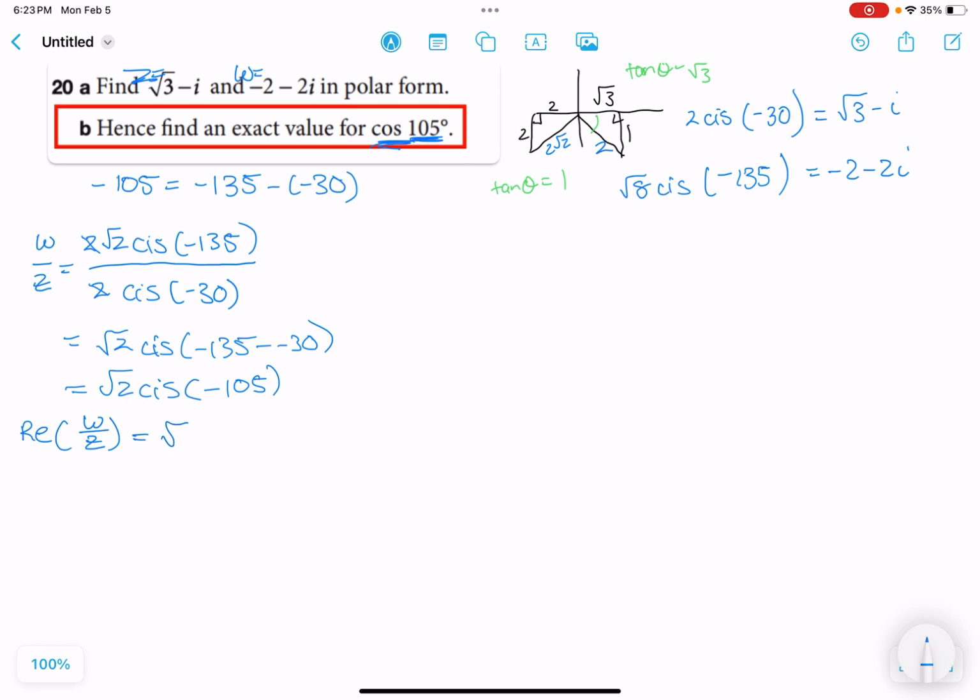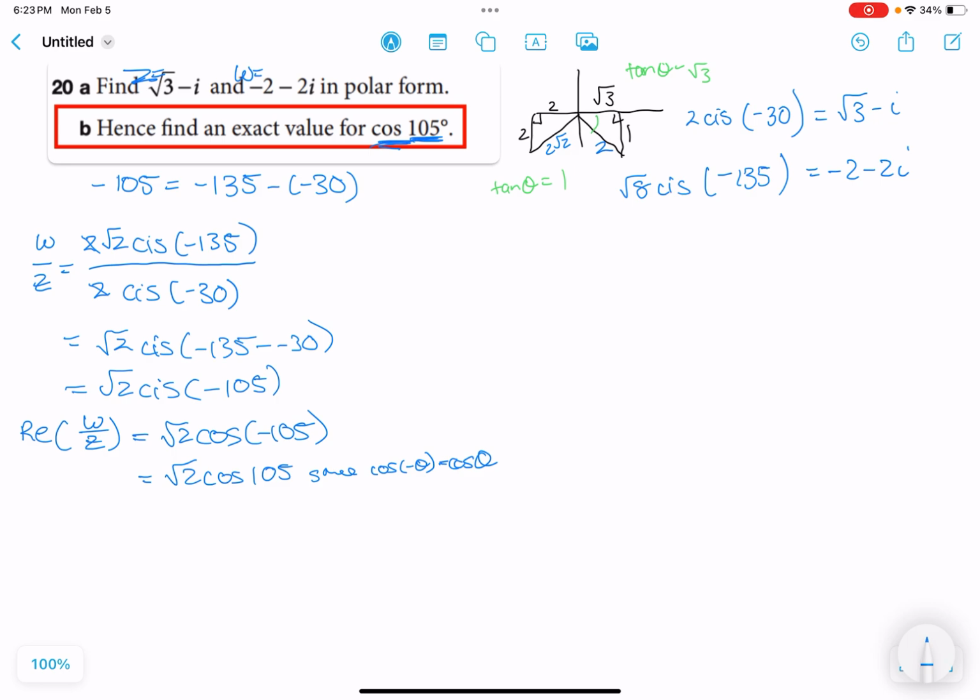you can see we're going to have root 2 cos negative 105. We don't want the plus i sine part. Now, remember, cos is an even function, so that would be cos 105. I'll just write cos of negative theta equals cos theta, because cos is an even function. All right, so that doesn't get me the exact value. That's just how I'm going to use them to get the exact value.